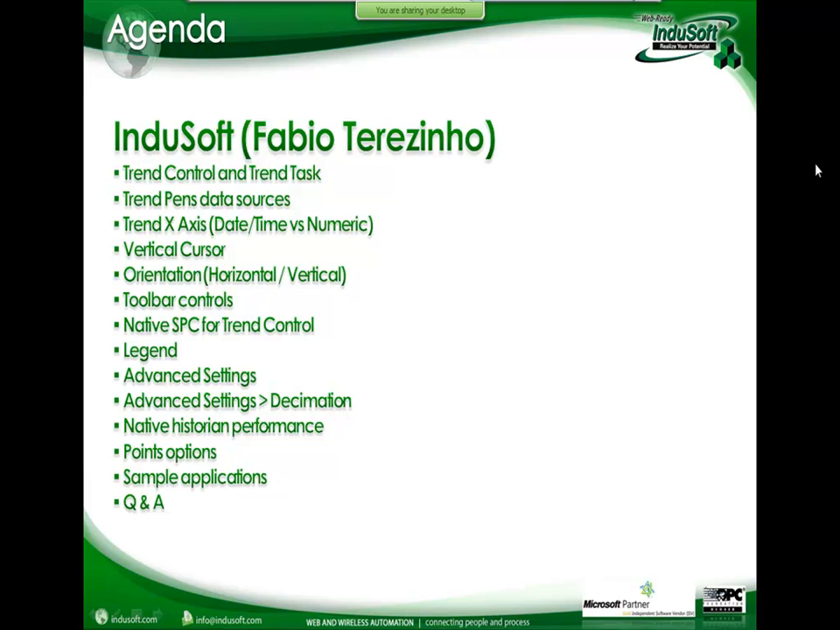And then we'll analyze the toolbar controls from the object as well as the legend, the statistical process control features built in on the trend control, some advanced settings, the native historian performance, some features that we have in the product to increase the performance even when you have to retrieve millions of points from the database. And then we'll show some sample applications, some example applications that demonstrate specific features of the trend control.